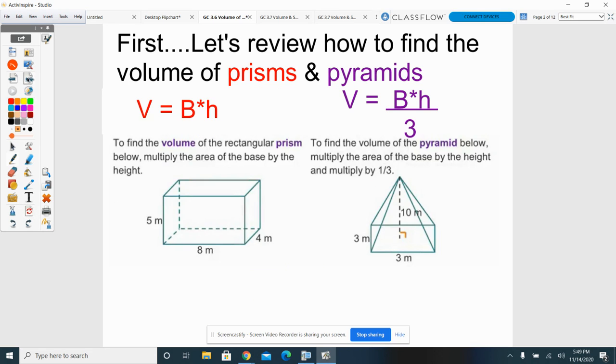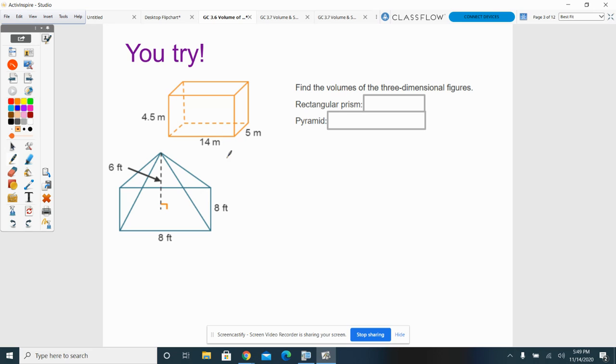So we're going to do a little practice. Let's try this guy. This is a box, so there's a shortcut: you can just do length times width times height. So 14 times 5, which is the same thing as big B, the area of the base, times the height, 4.5. We would just type that in our calculator. So it's 14 times 5 times 4.5. I'm typing in my calculator, and I get 315. And because it's volume, it's meters cubed.